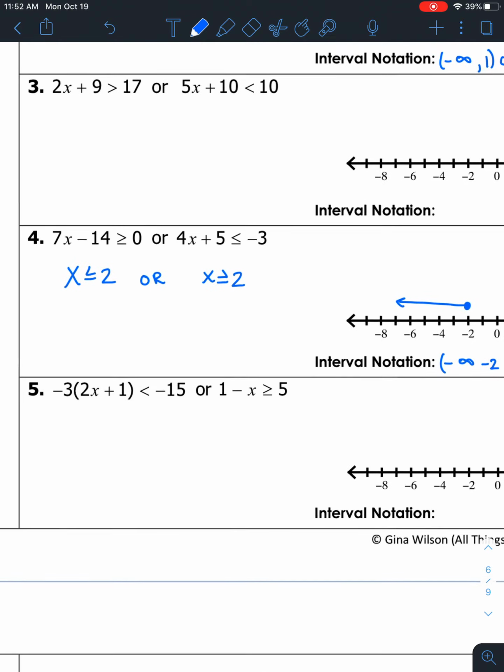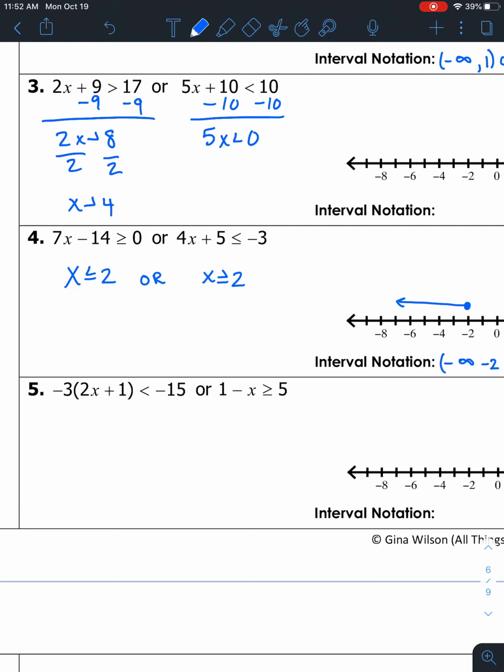Looking at 3 here, again, two different things that we can solve, so let's get to it. I'm going to subtract 9 from both sides. That gets me 2x is greater than 8. Divide by 2. So that gets me x is greater than 4. So that's one answer. Let's do this side. I'm going to subtract 10. So that gets me 5x is less than 0. Divide by 5. So that gets me x is less than 0.